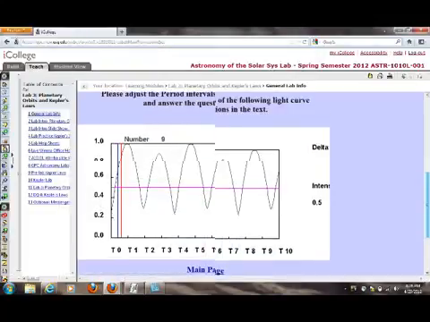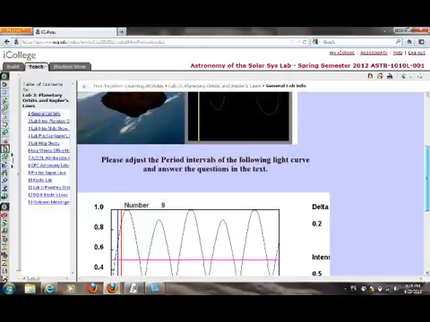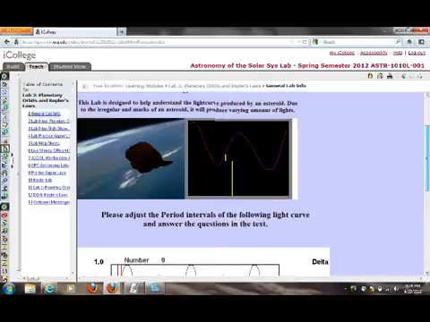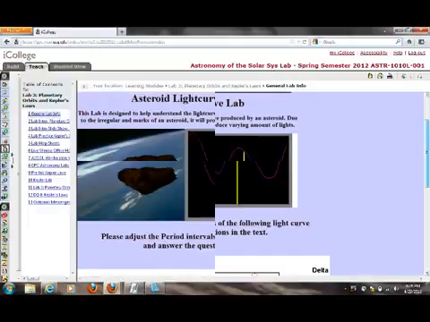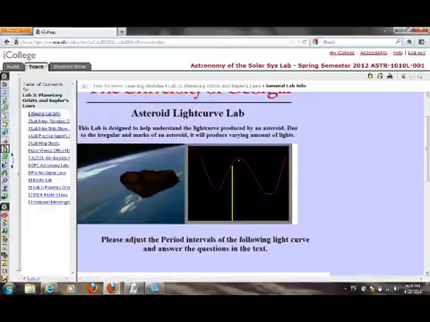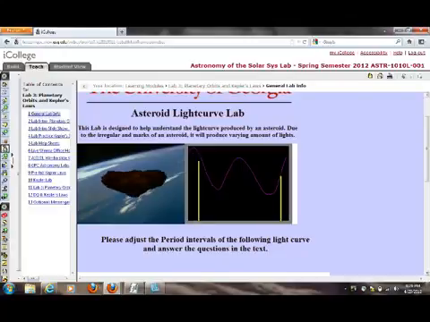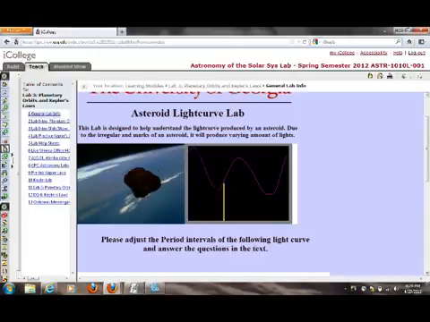Do you see my version of the asteroid lab now? Yes, ma'am. Okay, great. Which number asteroid did you get? I got 1. Okay, I got 9.